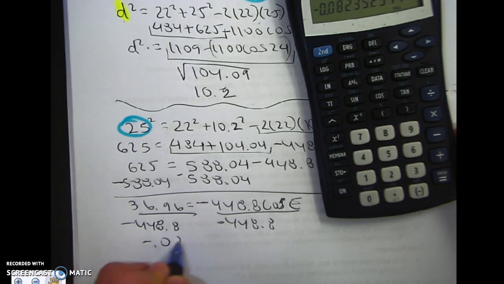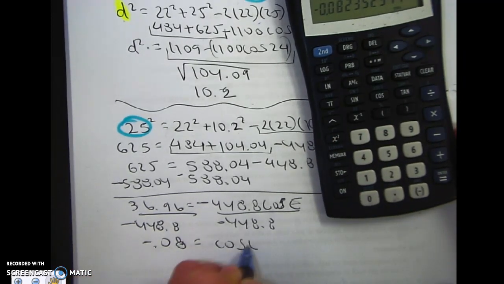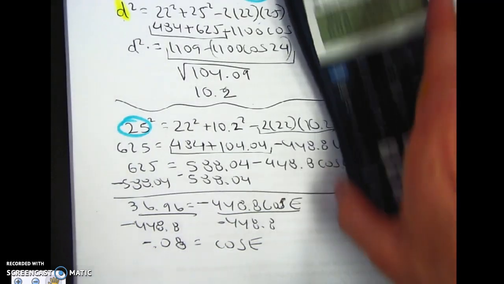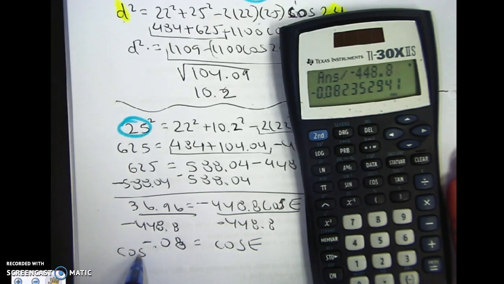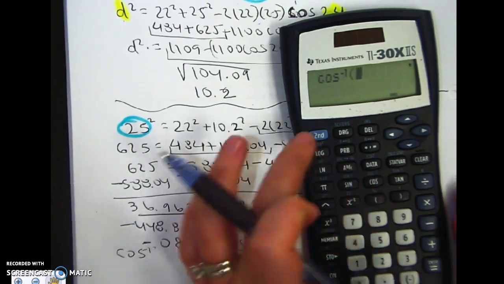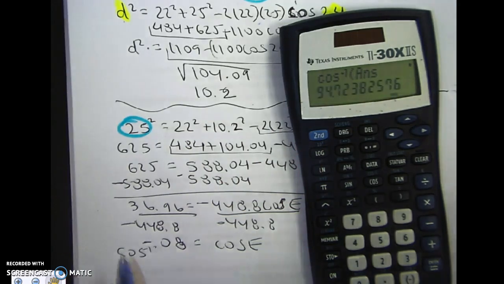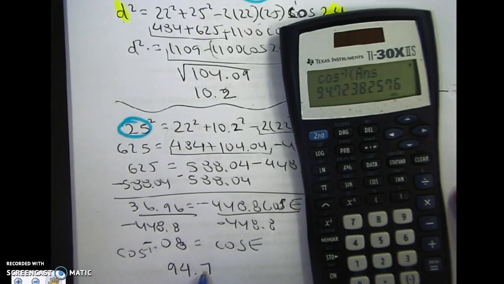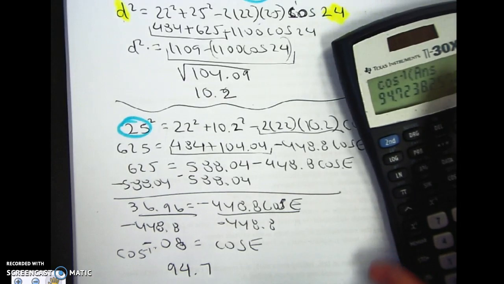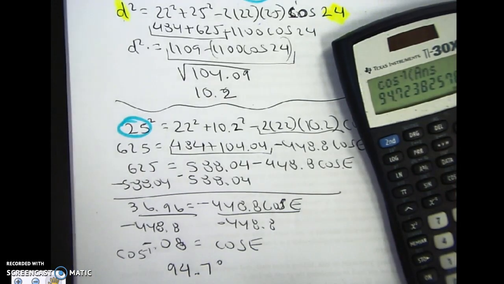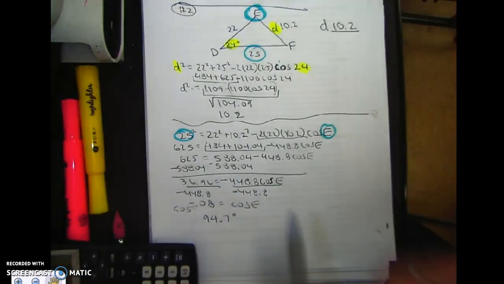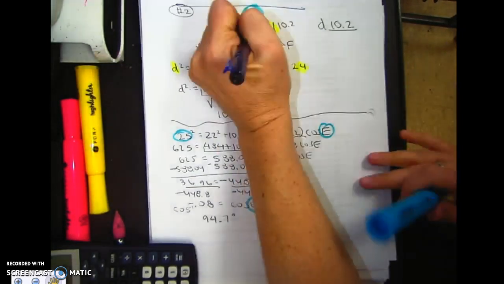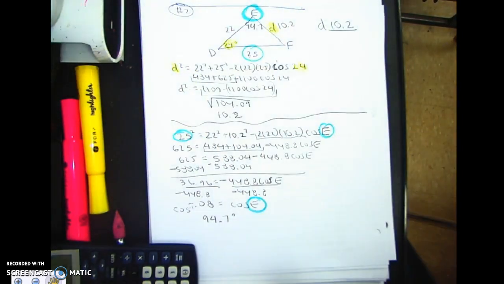Okay, and I get negative 0.08 equals cosine of E. Let me remind you, you're going to keep it like that. And then what you're going to do is do the inverse cosine of that perfect answer. And you get 94.7. So that's 94.7 degrees, and that's for my E. So you show me that you can do that and you're going to get bonus.